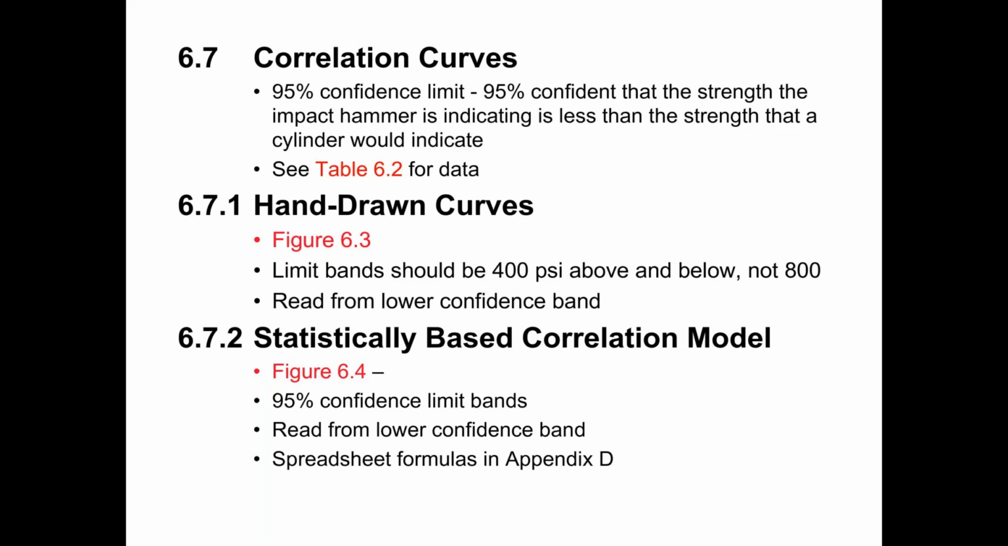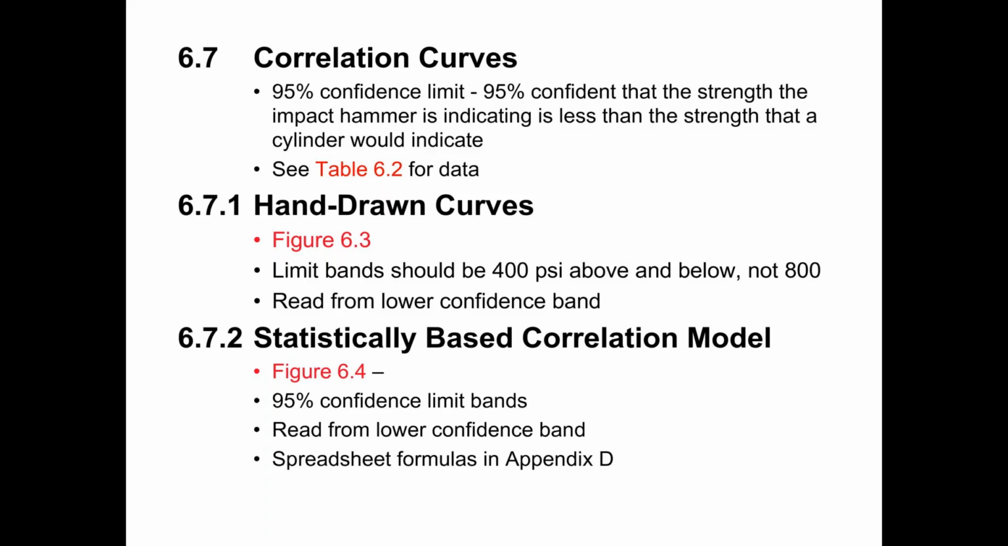So if you do it by computer, then page 611 shows you some of the output by doing it this way. Shows you the tabular values, shows a graph with your data plotted, and then the confidence limit bands are shown. So that's one way of developing a correlation curve.